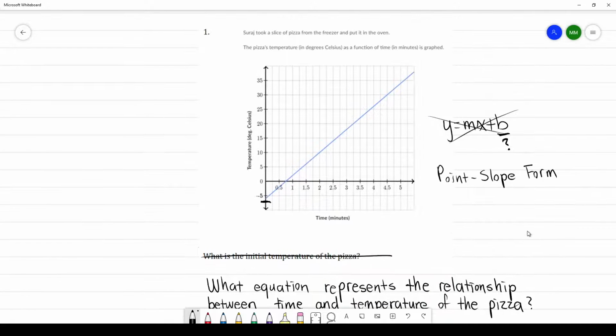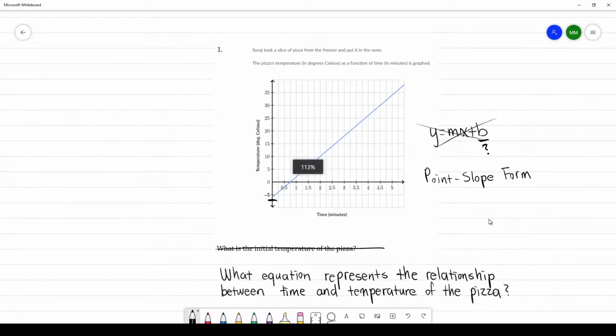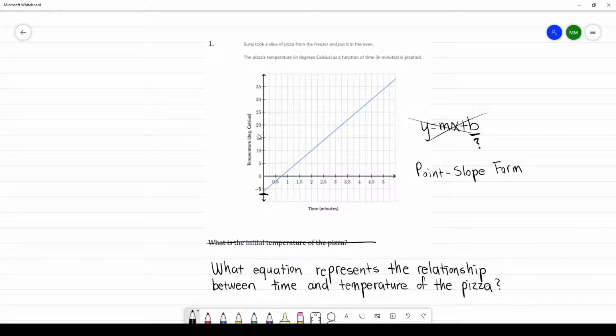So just looking at the graph, some things that you should notice. This is the temperature as time goes on. So the temperature goes up, which means the rate of temperature change should be positive. And initially it was at negative temperature, so that probably means it was taken out from the freezer. That's why it's negative. And it gradually heats up, a linear relationship.